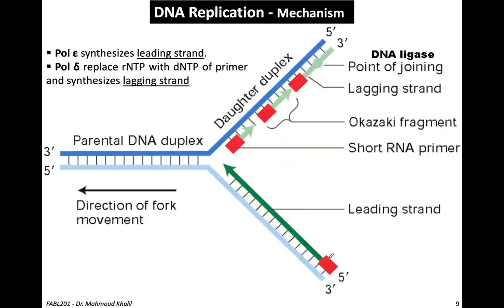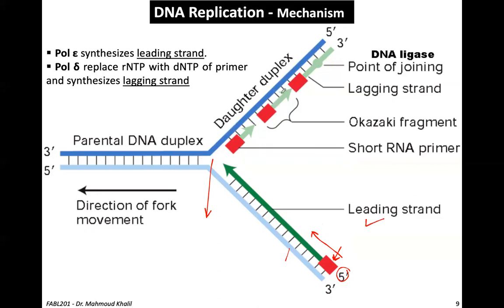So you can see here, once the replication fork is open, and all of this is the replication origin, you can see the primer we have talked about, which identifies the place of replication. You have now a template strand, and you can see that synthesis starts from the 5' and moves toward the 3'. And since this strand is going straight without lagging, it is called the leading strand.